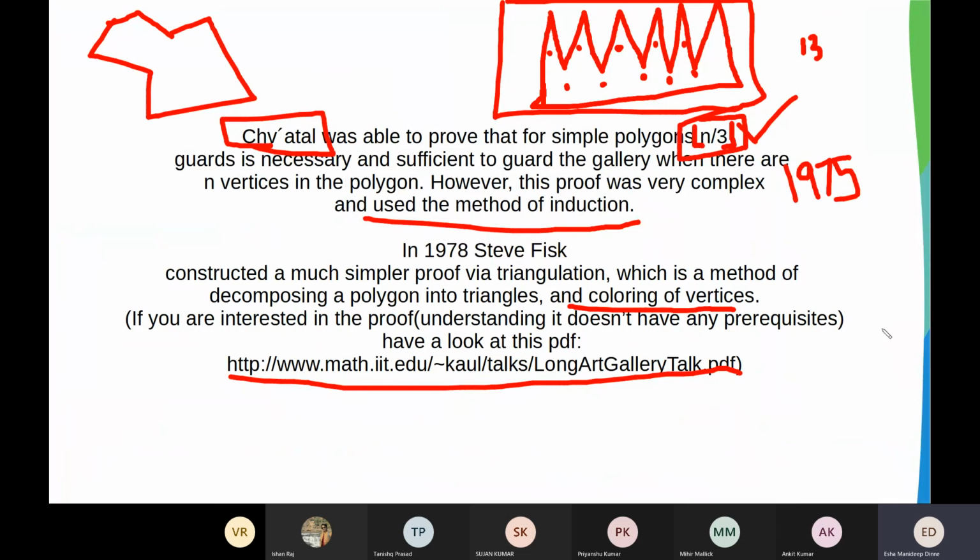If you're interested in the proof, understanding it doesn't have any prerequisites. You can look at this PDF. I'll be sharing the slides, so you can download the PDF and read. It's quite simple. You'll be surprised at how intuitive and easy that proof is.